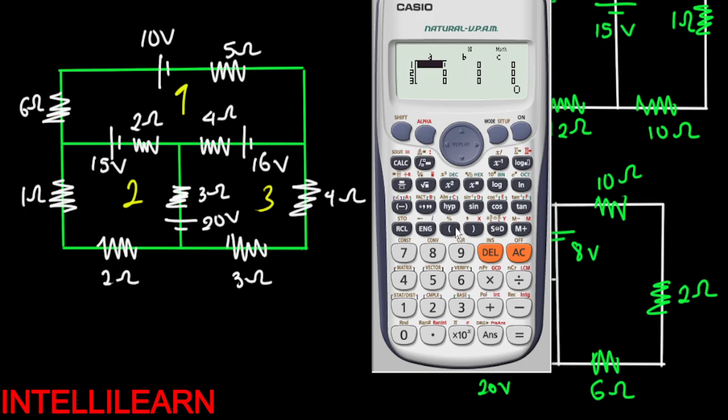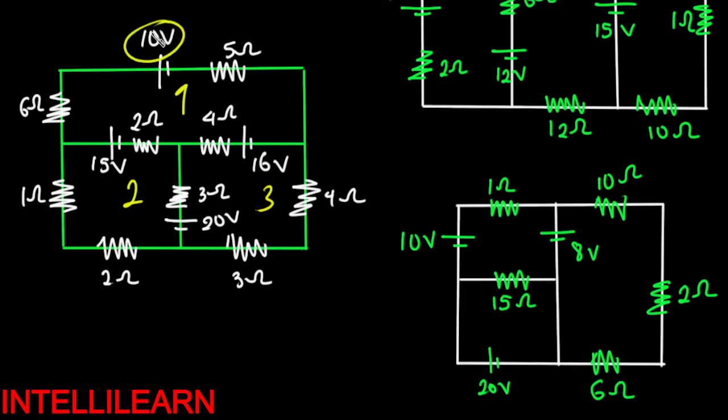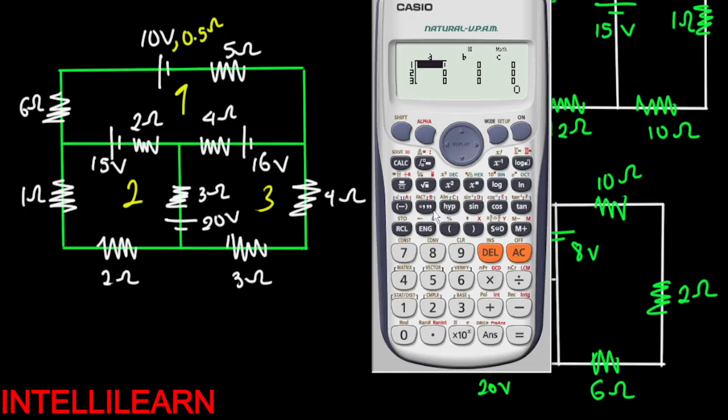So now there is something else. What if this one had an internal resistance? Let's say that this is 10 volts, comma, maybe 0.5 ohms. That means that this cell is having an internal resistance. I will still do it exactly the same way.